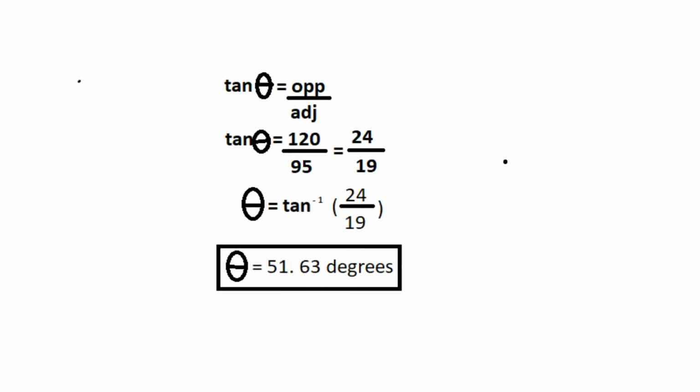In looking for an angle, we are going to use the tangent function. So tangent equals 120 over 95. Before we continue, we will simplify it, so it will be 24 over 19. We are going to first transfer the tangent so we can multiply it. When we transfer it, it must have a negative sign, so tangent to the power of negative 1 multiplied by 24 over 19. So the angle of the half tile is 51.63 degrees.